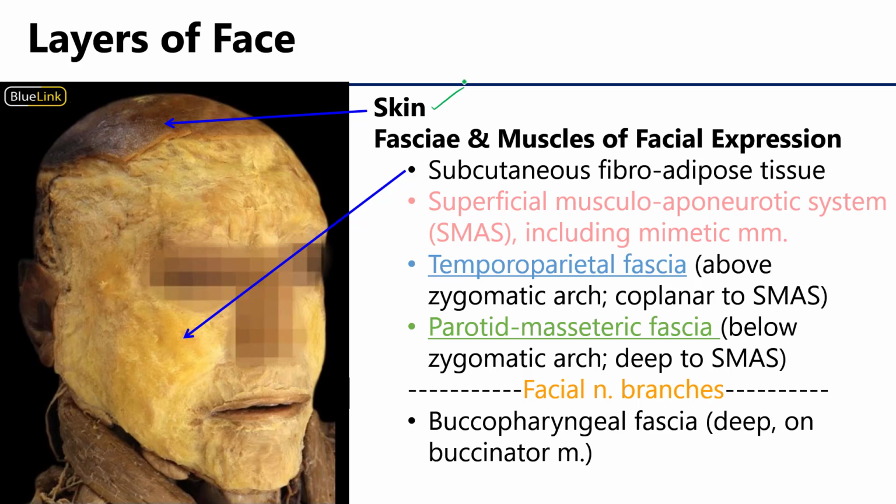And this subcutaneous fibroadipose tissue layer is serving as a connection between the skin of the face, which necessarily must be mobile in order for us to convey expression and emotion, to the muscles and their aponeuroses, or tendon sheets, that are deep to that layer.